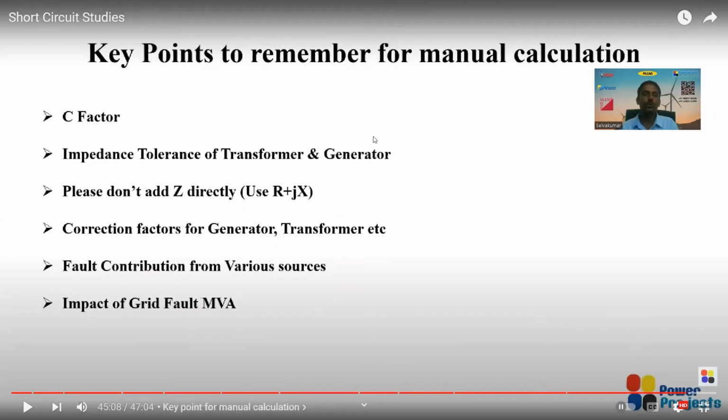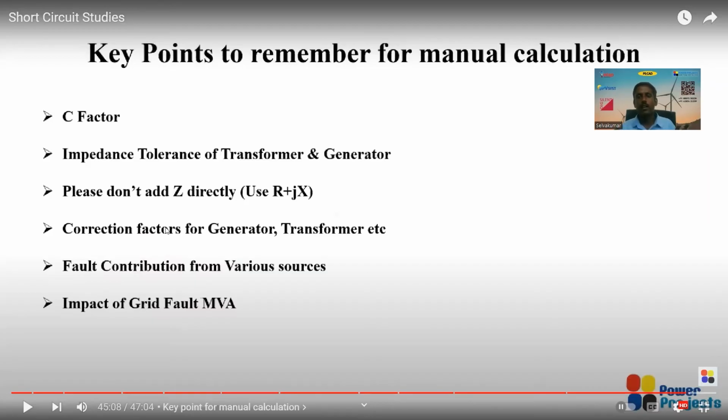So always ensure you are using an impedance tolerance as per IEC 60076 for a transformer and IEC 60034 for a generator. Please don't add Z directly. Always add impedance vectorially. Use R+jX format or Z angle theta 1 plus Z2 angle theta 2. So always add as a vectorial sum, not an arithmetic sum. Another important aspect: use the impedance correction factor for generator impedance and transformer impedance, which people generally neglect. There is an impedance correction factor as per IEC: K suffix T for a transformer, K suffix G for a generator, or K suffix S for the system. So use the impedance correction factors, which are really essential.